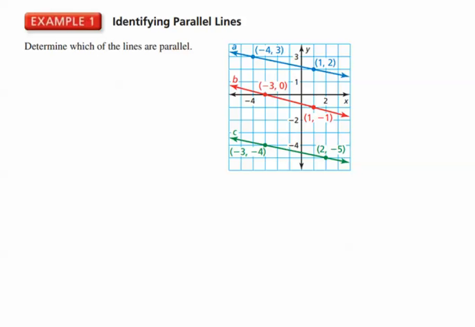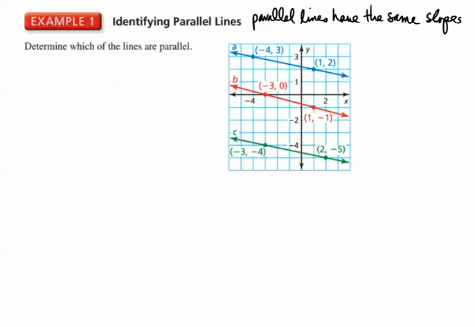In Chapter 4, Section 3, what we're working with are parallel lines and perpendicular lines. What we need to understand about parallel lines is that lines that are parallel have slopes that are equal. So parallel lines have the same slopes. If we're trying to find out whether two lines are parallel, all we have to do is look at their slopes and see if they're the same.